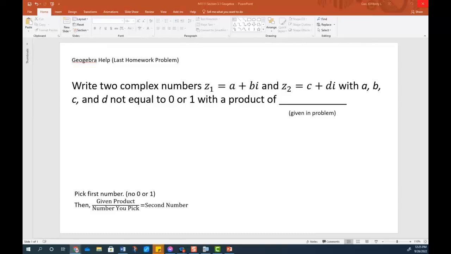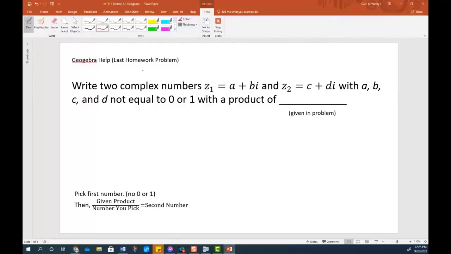But you have to have two complex numbers that have a product of, and that part will be given to you in the problem, but it's not the same for everybody. It could be a whole number like 12, or it could be a complex number. So they will give you what the product needs to be. The process you need to go through to get your answer, you can see over here in the bottom left, you just pick your first number. And remember, don't pick a 0 or 1. You're going to pick a number in a plus bi form.